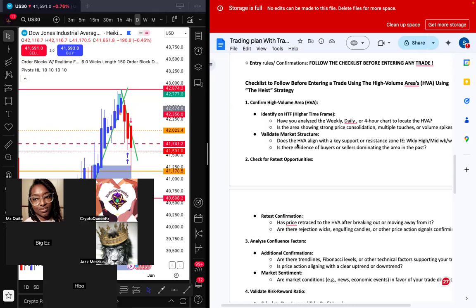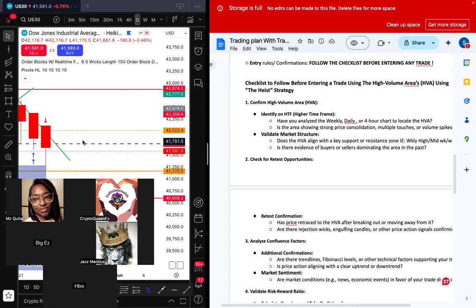Validate market structure. Has the higher volume area aligned with the key support or resistance zone, i.e. the weekly and midweek levels? So is it buying or selling from those levels? This is the stuff you're looking for before you enter. Is there evidence of buyers or sellers dominating the market? The evidence will be whether it's below or above these levels. If it's below this level, I'm looking for sales. That means sellers have dominated. If it's below this level at the weekly low, I'm looking for buyers to come in and dominate it because it's in this area.